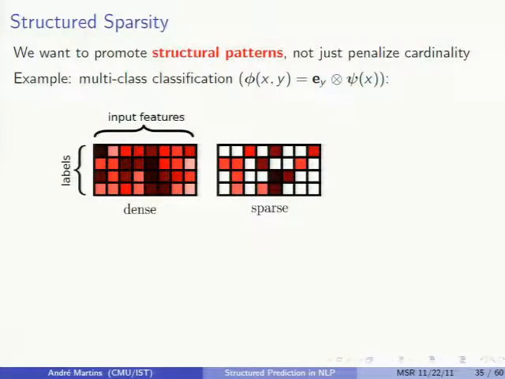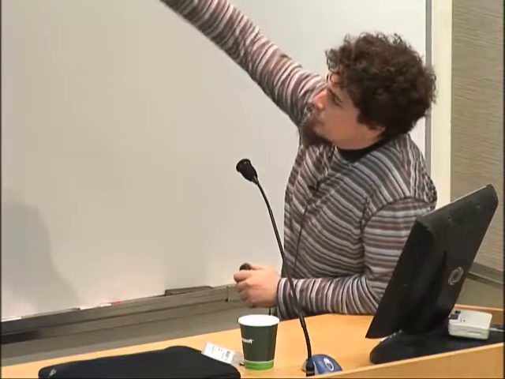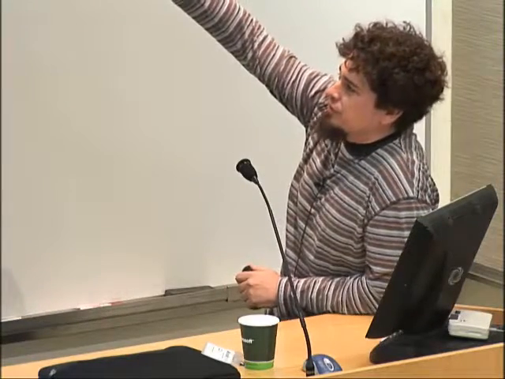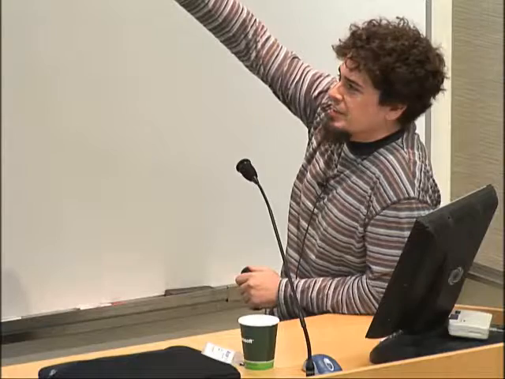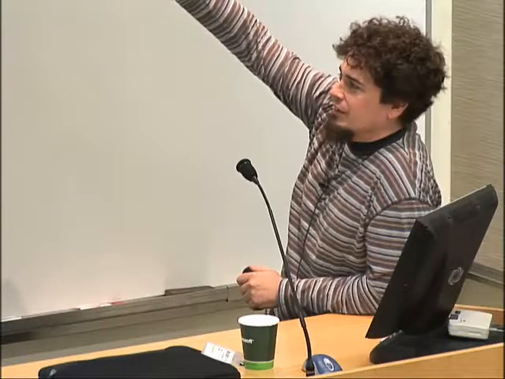But all these options are treating each dimension of the feature space equally. So they all are ignoring the structure of the feature space. And so here, we want to promote structural patterns rather than just penalizing cardinality. Using a simple example, suppose that we are just doing multi-class classification, so no structure prediction here. We have an input feature vector that we call psi of x here. We have a vector of labels that indicates the label of y.